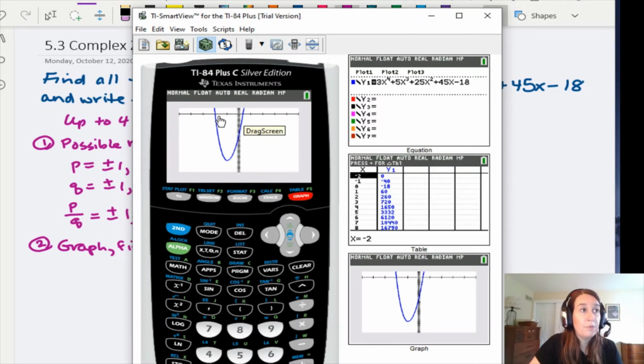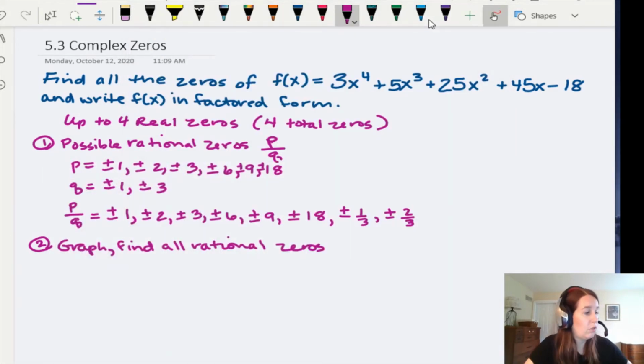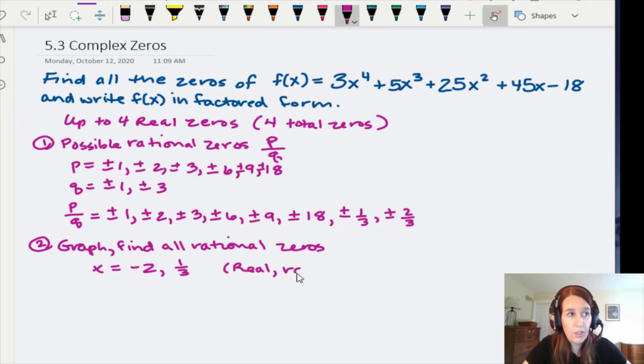All right, so to save us time, I already found the 2 zeros. This one's pretty clearly -2, and this one happens to be 1/3. Remember, if it is rational, it's going to be in this p over q list. So I found those for us. The 2 from the graph are x equals -2 and positive 1/3. So these are the real rational zeros.